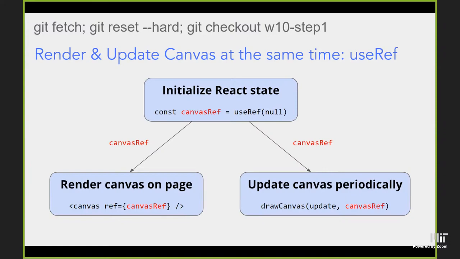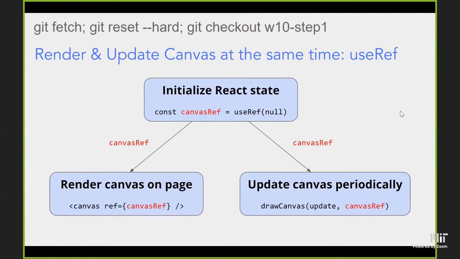But when you're using React, you want to use something called useRef. It's a special hook that you can't really update like state. It is considered state though. Canvas ref is something called a reference. You can think of it kind of like a badge. So we declare our reference canvasRef by doing const canvasRef equals useRef, and we're just going to use the value null to initialize it.